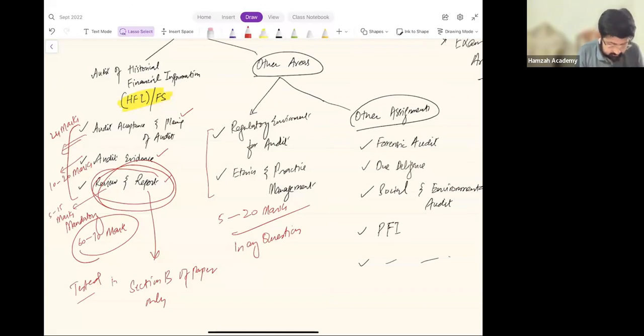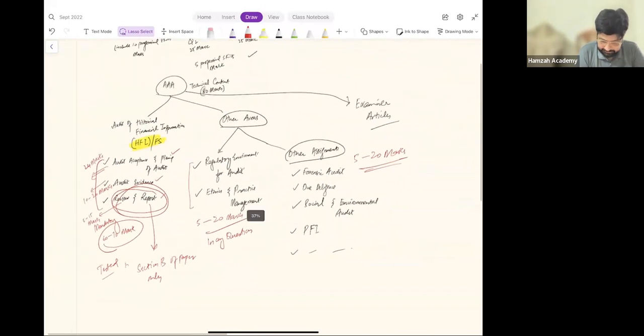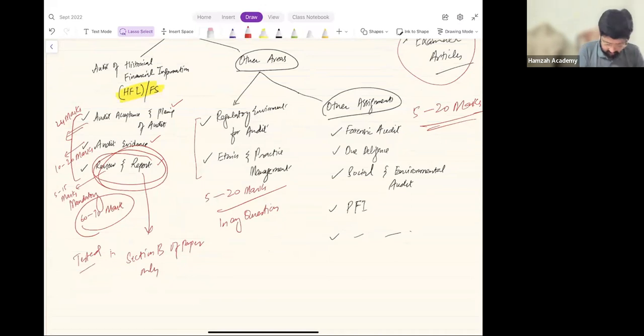Now, this other assignment can be tested from 5 marks again to 20 marks in any question of the paper. Examiner articles, choice of examiner: they test 5 marks, sometimes 10 marks, sometimes they don't test it at all. This is how your paper is segregated. Now, the syllabus we have talked about.